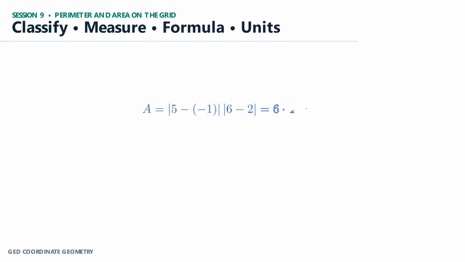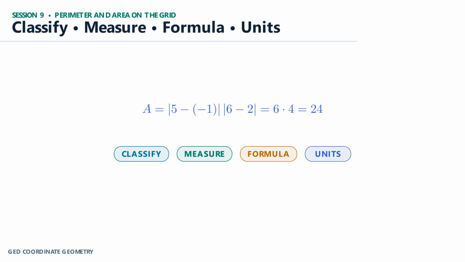Use this routine. Identify perimeter or area, label every required dimension, calculate lengths from coordinates, apply the geometry formula, and verify units. Final check. A rectangle from x equals -1 to 5 and y equals 2 to 6 has width 6 and height 4, so its area is 24 square units. Next, we will move entire figures using coordinate transformation rules.